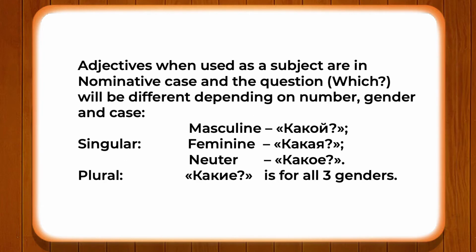Let's know more about the case. As said earlier, the content words that are pronouns, adjectives and numerals are also in the nominative case, and they answer the question "which", which will be different for masculine, feminine, neuter and plural. For masculine, it is kakoi. For feminine, it is kakaya, neuter, kakoye, and in plural, it would be kakiye for all the three genders.